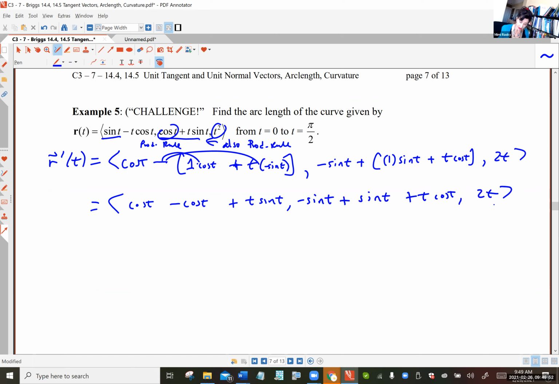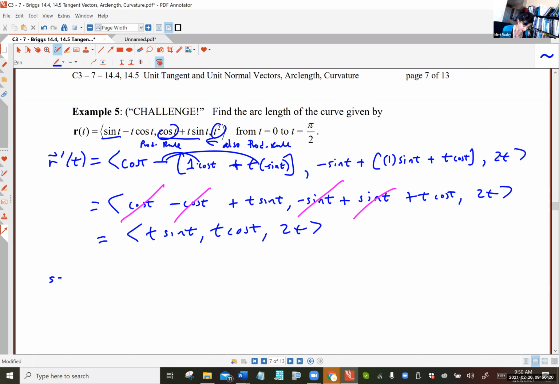Okay, do you guys notice some things that reduce? The cosines. Ooh, those cancel. Isn't that beautiful? Does that always happen? No, but when it does, take advantage of it. Anything else in the second component? Sine. Yes. Take advantage of it. It's like happy, happy. Love it. Okay. Now what? Well, we got r prime.